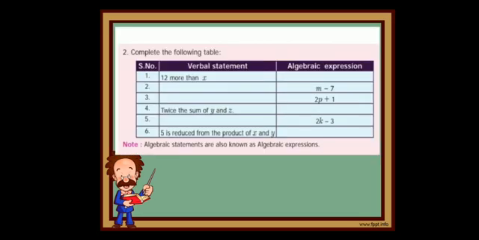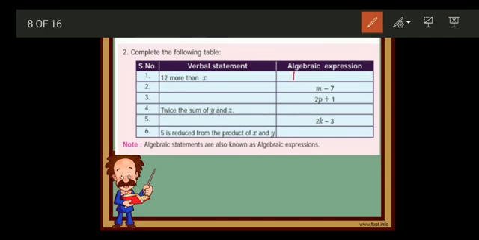So now complete the following table. So verbal statement and algebraic expression. Verbal statement means directly we'll use words to tell what it is, like 12 more than x. An algebraic expression, you know what is an algebraic expression? Combinations of variables and constants. So see the first one, it is 12 more than x. So x is there and it is 12 more than x.